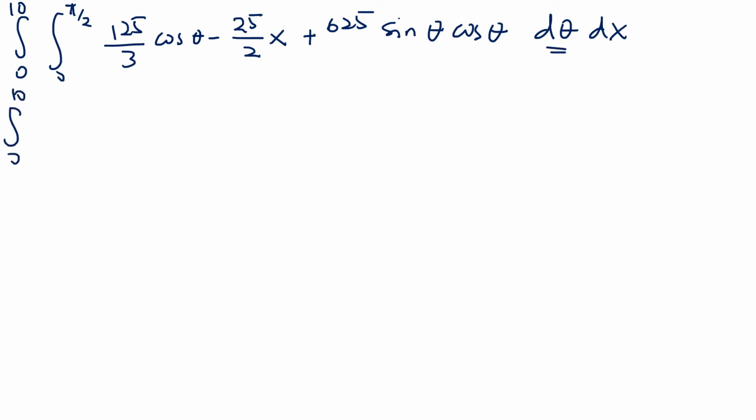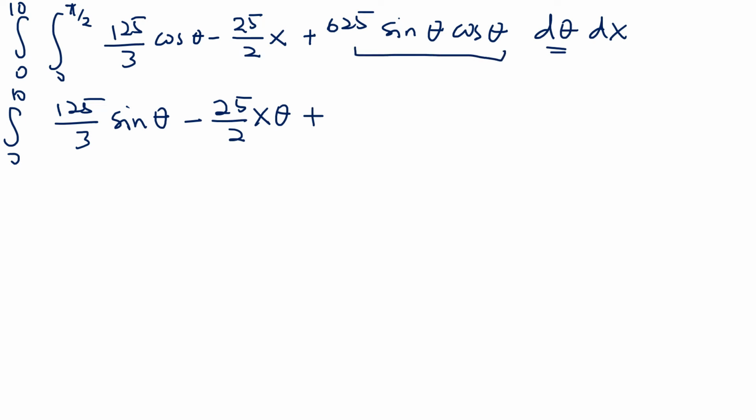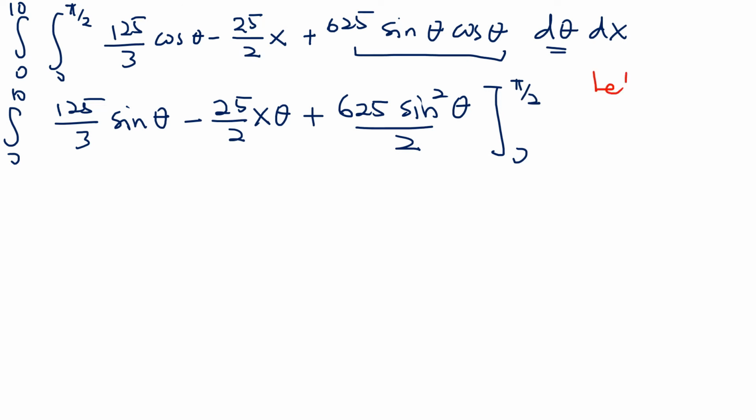So I will have 125 over 3, the integral of cos is sin theta, minus 25 over 2 x theta, plus this one, the substitution method. I take sine as the u. Remember, you can use sine or cos because they have the same power. So I use sine, and differentiating sine gives cos, so you can simplify the cos. So now the sine will be to the power of 2 over 2, from 0 to pi over 2. If you don't understand, you have to do it manually: let u equal sine theta, differentiate u is cos theta, and so on.